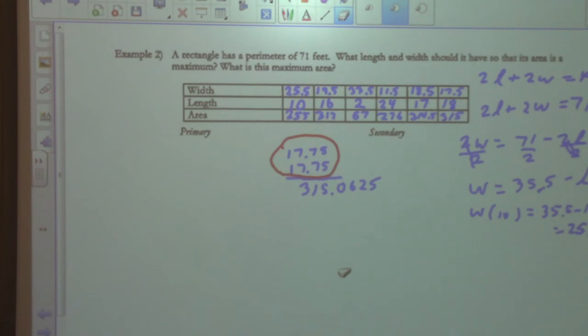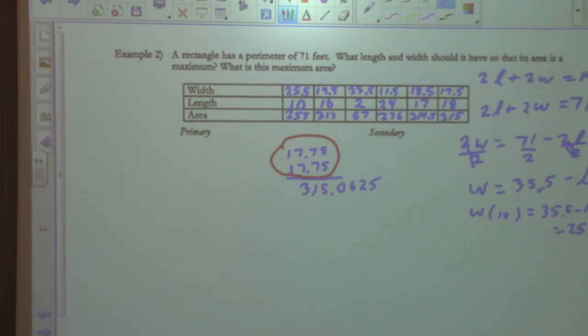Anyway, what happens on this one here? Here's example 2. We'll quickly go over this. Everything is written out here. You have a trial and error: a rectangle has a perimeter of 71 feet. What length and width should it have so that its area is maximum? What is the maximum area? And so there's a trial and error thing here, and then you have the equation.